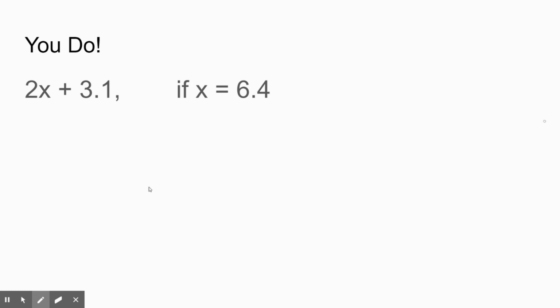In this you-do, you're actually going to use the exact same expression, 2x plus 3.1. However, like I've said, it does not matter what x is. We can change it as we so choose. In this problem, we're going to change x to be 6.4. So, pause the video here, give this a try, do it in your spiral. Ready to go.